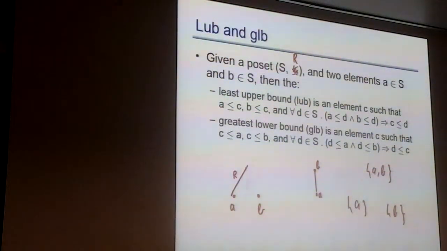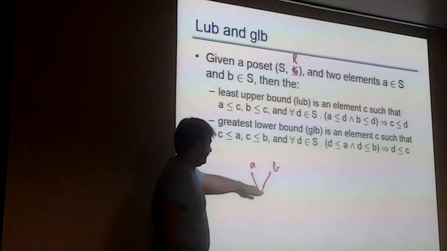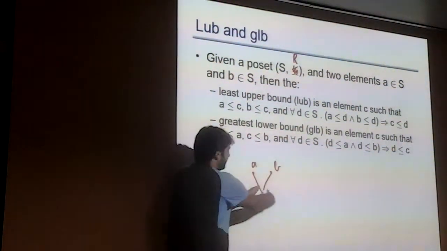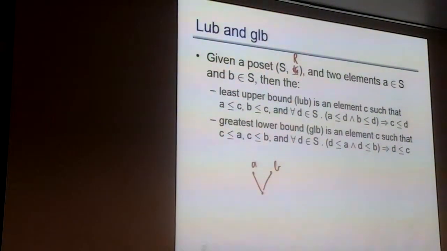There's a symmetric thing called the greatest lower bound. Should I go through it, or you guys see the symmetry? Okay. It's a similar thing. If you have A and B, then the greatest lower bound will give you something that's below both, and it'll give you the greatest such thing that's below both. Because there can be many things that are below, it gives you the greatest such thing.